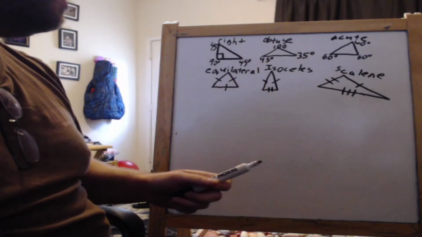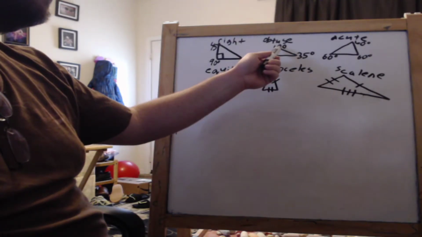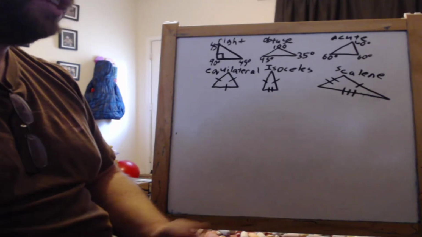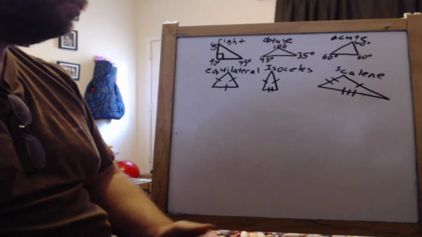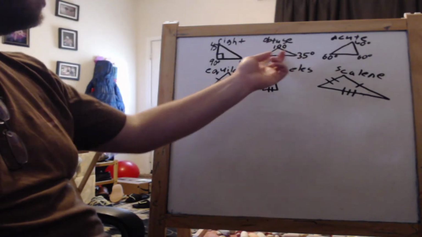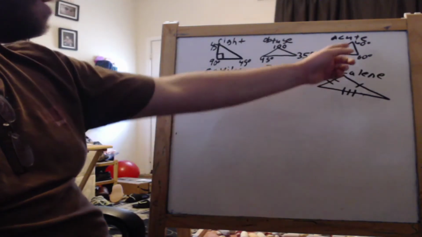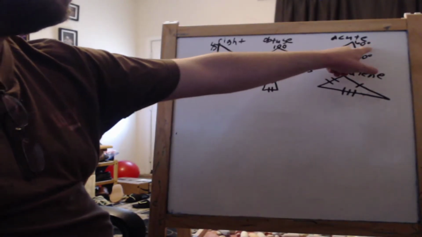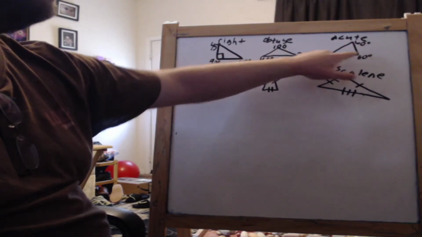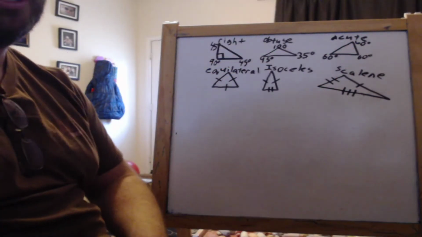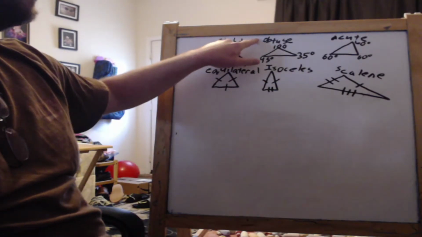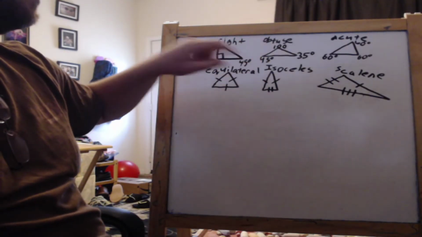An obtuse triangle has one angle that's bigger than 90, right? Obtuse is bigger than 90, and then 2 angles that are smaller than 90, 2 acute angles. And an acute triangle is 3 angles that add up to 180, and they're all under 90. They're all acute angles.